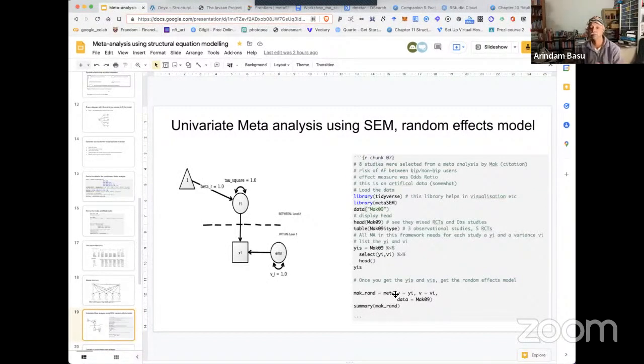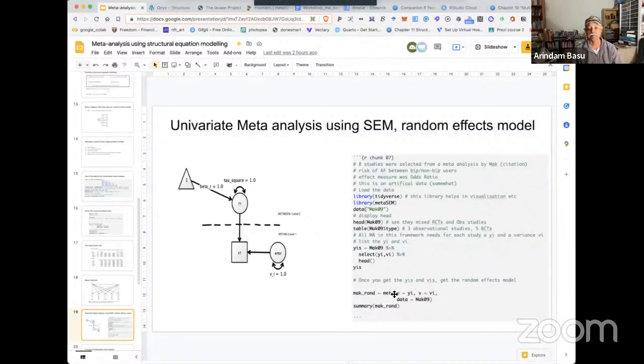This is a problem with metaSEM, so that's something you need to keep in mind. But if you use something like meta4, there's no problem at all. And then you get the summary. So let me run this in RStudio and show you.